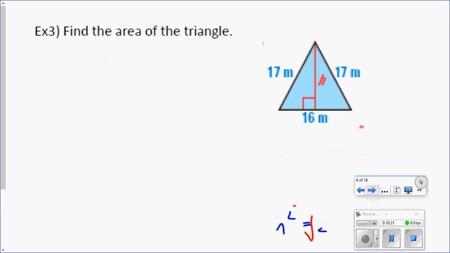All right. So here's what that next one is supposed to look like. I know it's black and white and blurry on yours, but we're asked to find the area of this triangle. Well, the first thing we need to know is what's the formula for the area of a triangle?